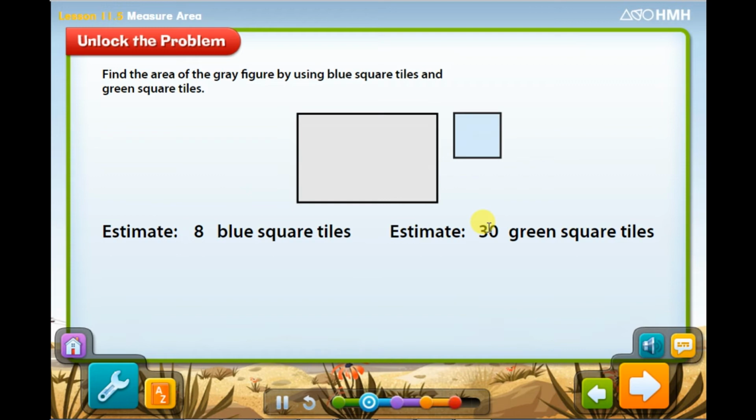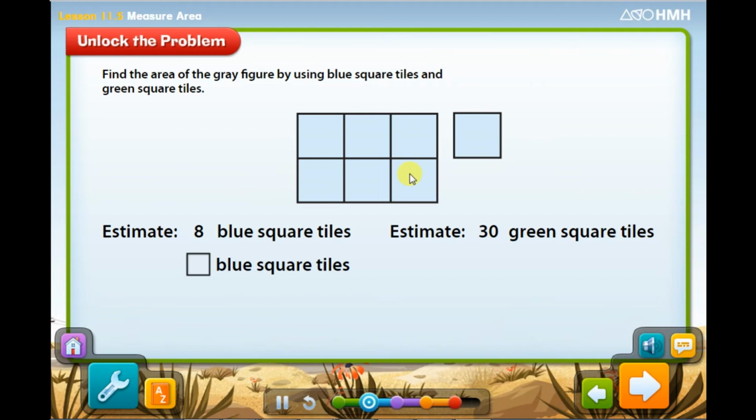First, cover the gray figure with blue square tiles. Start by placing 1 row of tiles along the top of the figure. So let's put the blue tiles and see. Add another row of blue square tiles to the gray figure. Each row will be 3 tiles. So in all, there are 6.